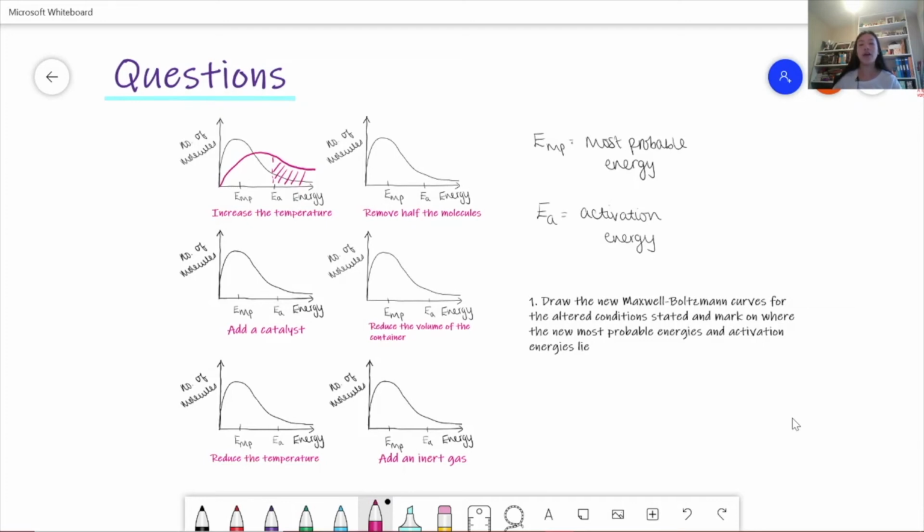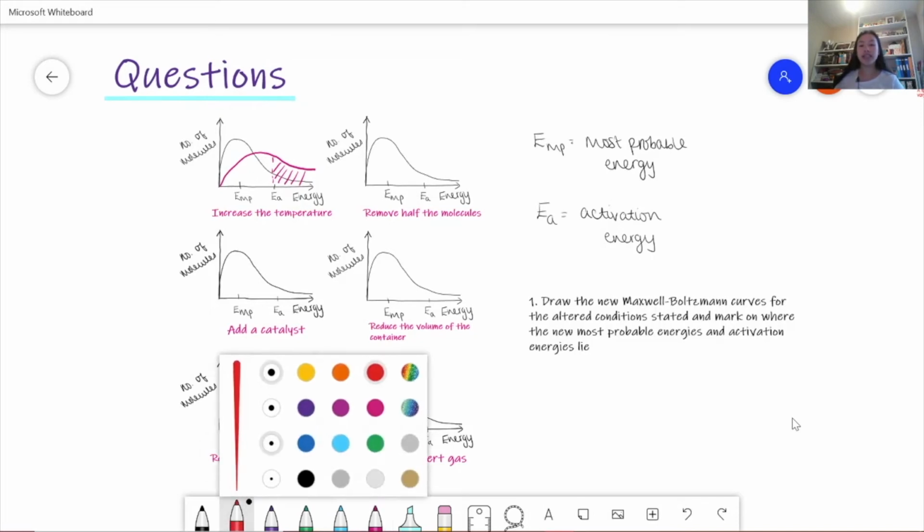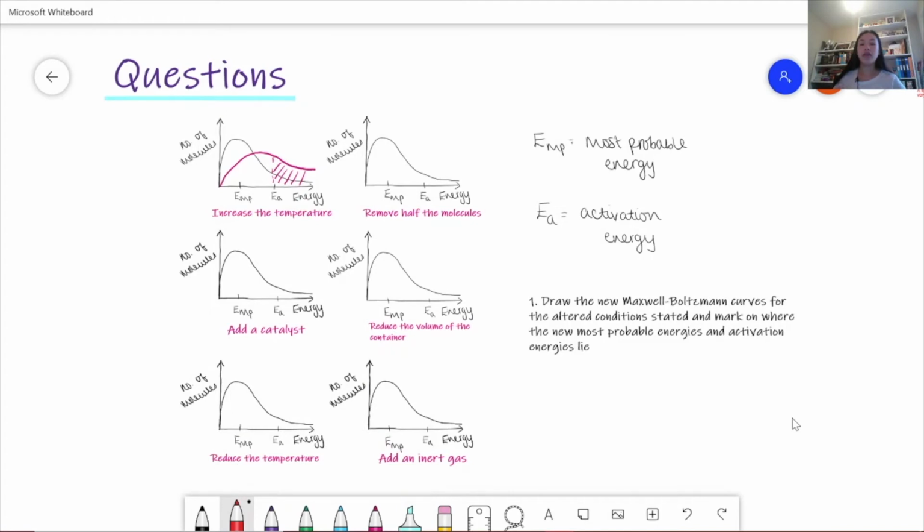And also, it's important to remember that the two areas underneath the graphs of the normal one and increase in temperature graph are the same because we haven't altered the number of molecules. And so the activation energy has stayed the same, and the most probable energy has now increased to about here. Because the definition of the most probable energy is the highest energy that most of the particles have.